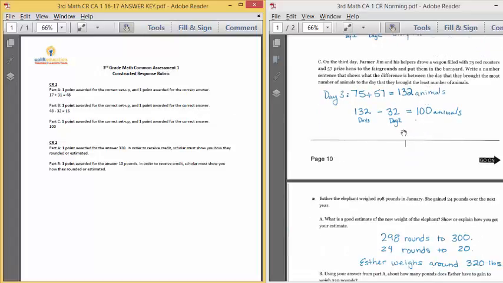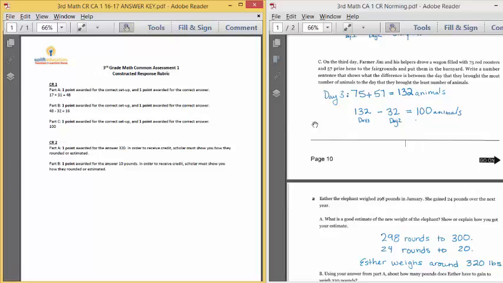On to part C. Just like before, they have to read and figure out what the problem is asking them to do. In this case, it's also 2-step where they need to add 57 plus 75 from day 3 to get 132 animals. Then they have to figure out what day had the most number of animals, which day had the least number of animals, and then figure out the difference. In this case, it's day 3 minus day 2.